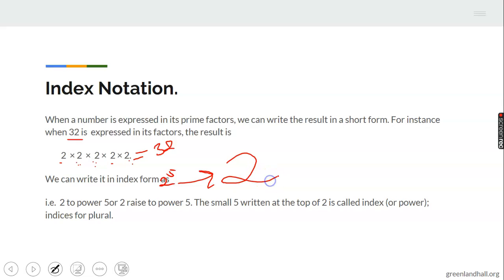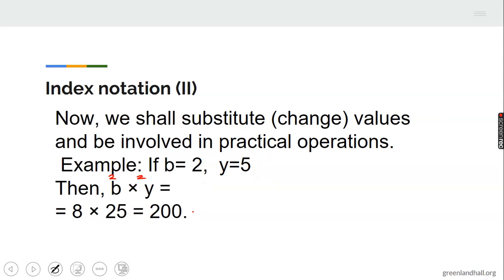That's 2, how many times? 5 times. 2 raised to power 5 or 2 to power 5. And that's what we have here. You can write it in words. You can also write it in figure, as we have seen on the screen.